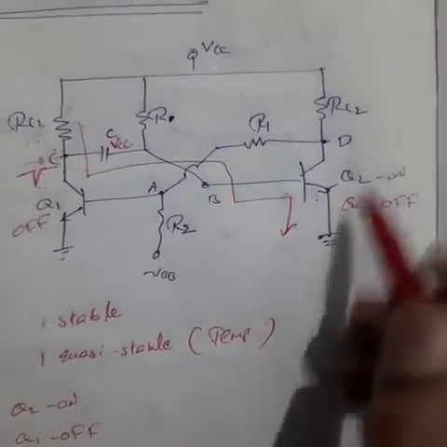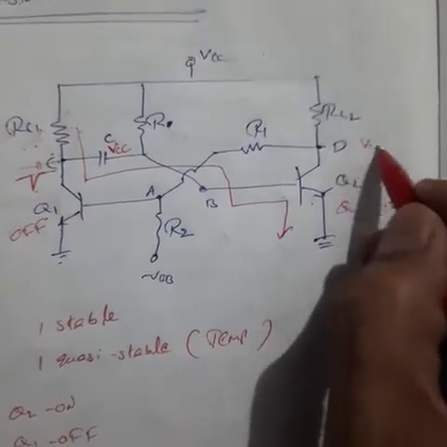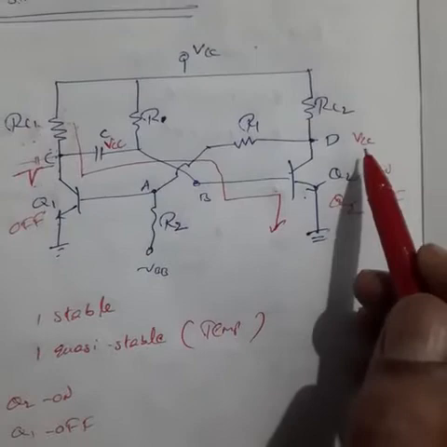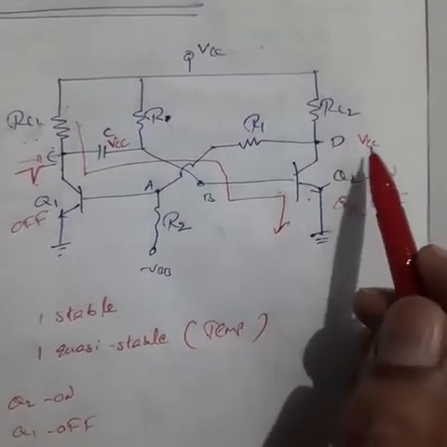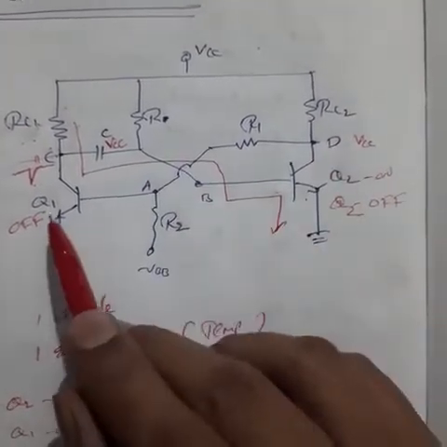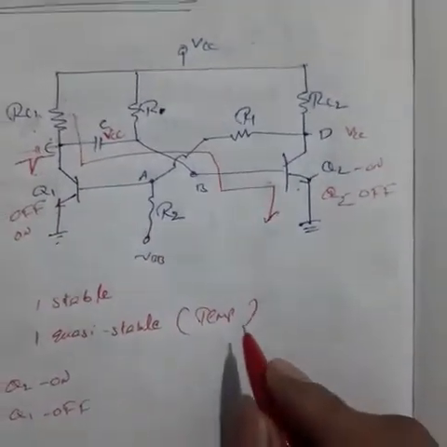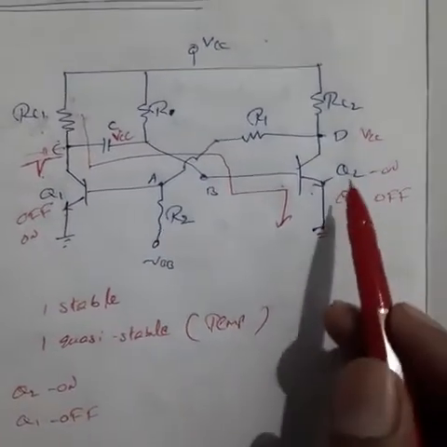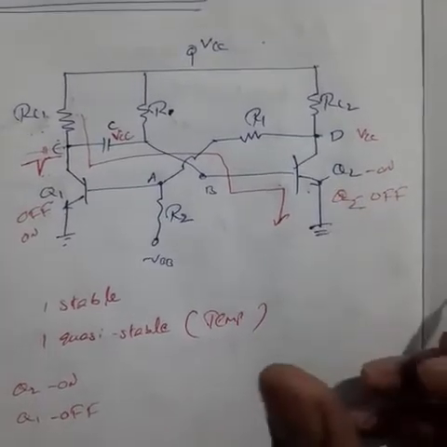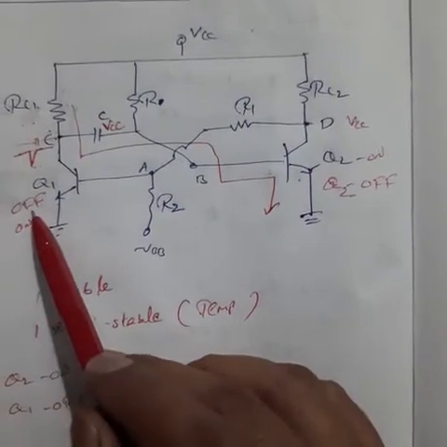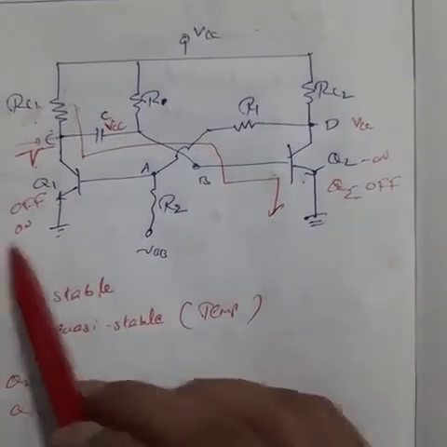When Q2 is off, then VD is equal to maximum. Okay, for an off transistor the output voltage is maximum. If at this point the voltage is maximum, then it is connected to the input of transistor Q1, and Q1 becomes on. Okay, this stage is called the quasi-stable state. First, Q2 is on and Q1 is off. This is the permanent stable state. Next, this is the quasi-stable state.